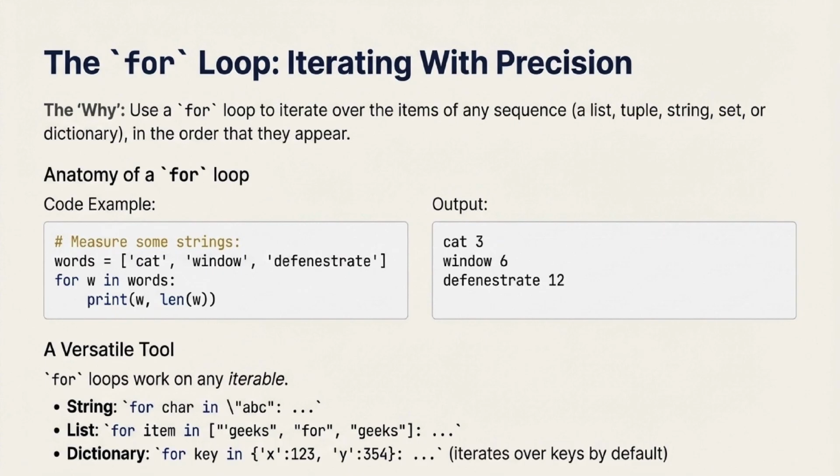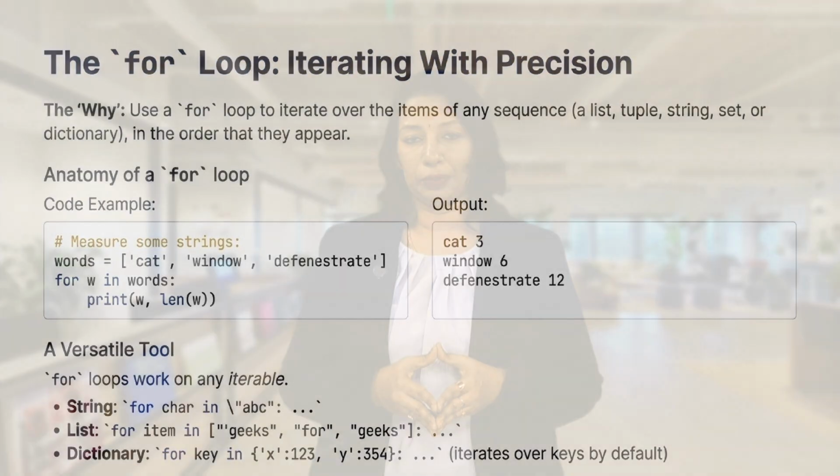Inside the loop, the program prints the word along with its length using the len function. So, for the word cat, the length printed is 3. For window, the length is 6. And for defenestrate, the length is 12. That's exactly what we see in the output.